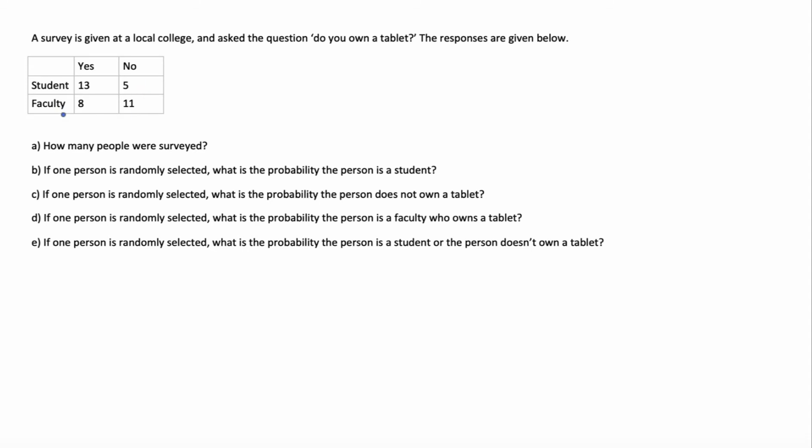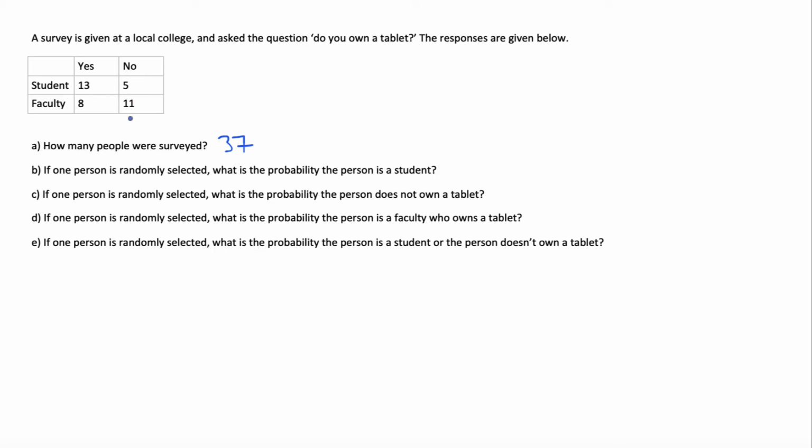And then faculty, 8 faculty said, yes, I own a tablet, and 11 faculty said, no, I do not own a tablet. So based on this table, how many people were surveyed? Well, we just have to add all these numbers together. 13 plus 5 plus 8 plus 11. That's going to give us 37. So there are 37 people who are in this survey.